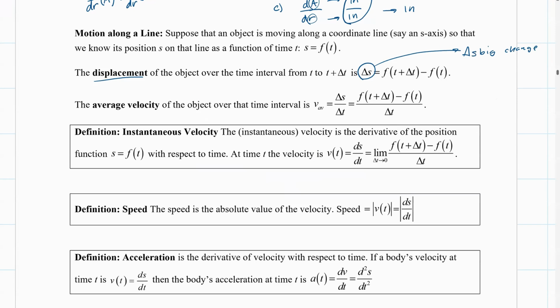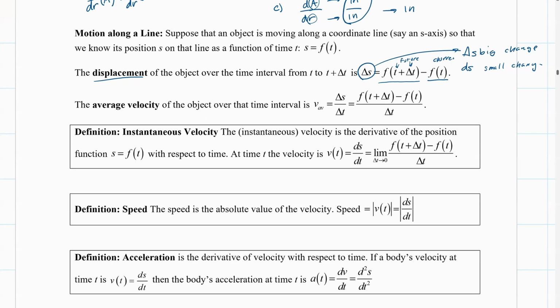So delta s is a big change. ds, like we see perhaps in the denominator of a derivative, these are really small changes. A big change in the position, a displacement, can be found by taking the position at some time plus some additional extra time, a delta t, and subtracting off the original position. So think of this as a future position, and think of this as a current position.